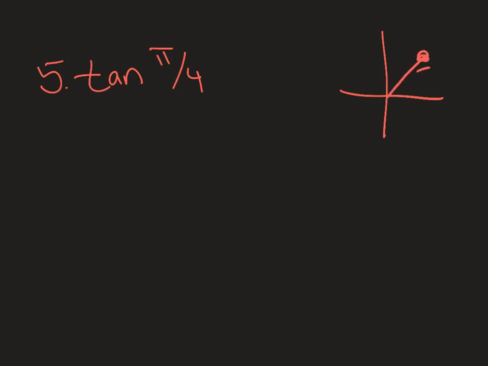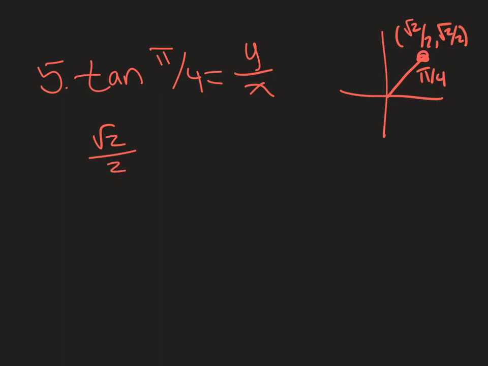Let's try number 5. Number 5 is also a tangent. So on this one, we're going to go on our unit circle, and I'm going to stop inserting. I'm just going to draw. We're going to go over to the pi over 4 line. On your unit circle, it should be root 2 over 2, comma, root 2 over 2. Tangent is the y over the x. So I'm going to have root 2 over 2 over root 2 over 2.